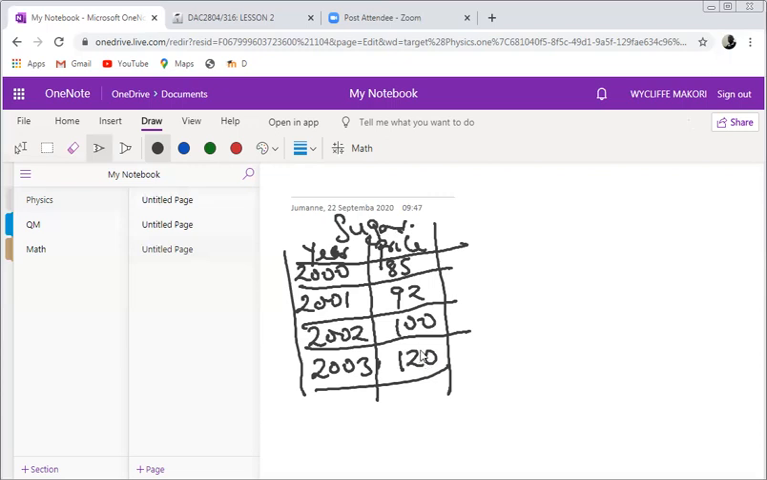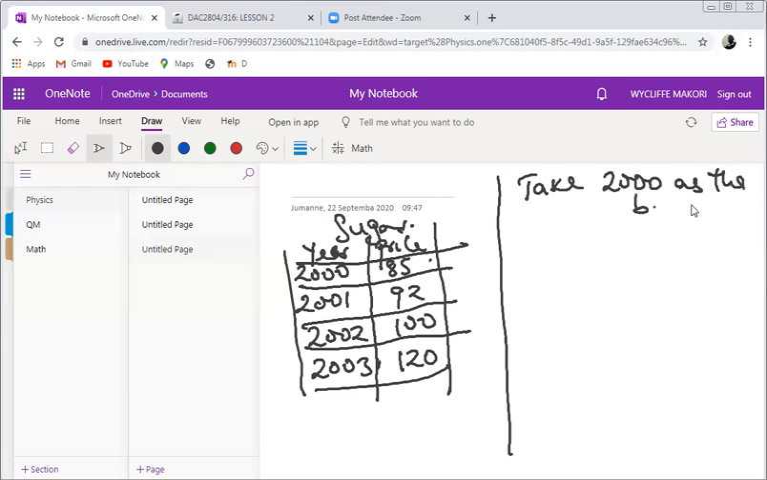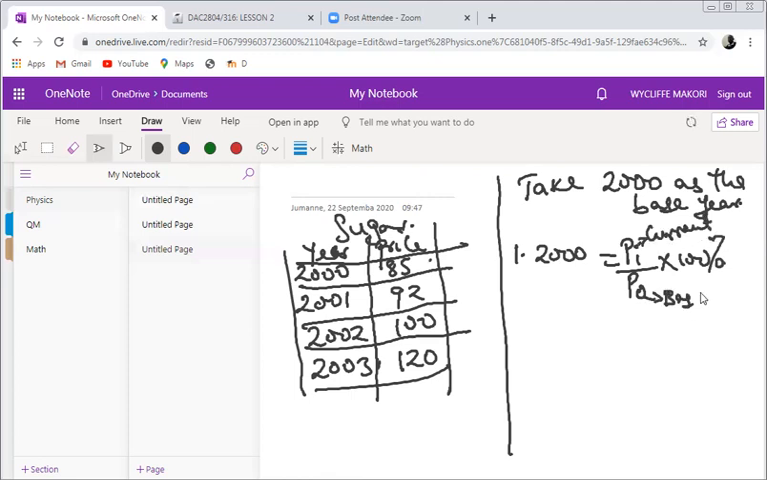If we are told to calculate the index number for this commodity, sugar, under the fixed base method, then this is what will happen. For the fixed base method, let us take 2000 as the base year. Therefore, the index for the year 2000 is going to be the price for the current year over the price of the base year, which is given by P1 over P0 times 100%. That is the formula for calculating the price index under the fixed base method, where P1 is the price for the current year, and P0 is the price for the base year. And then we multiply by 100.